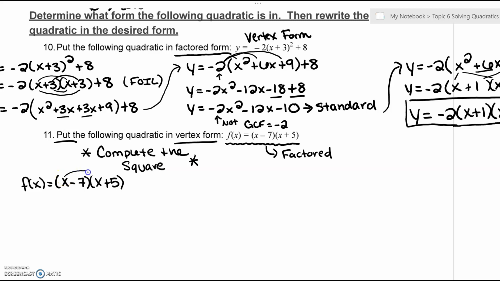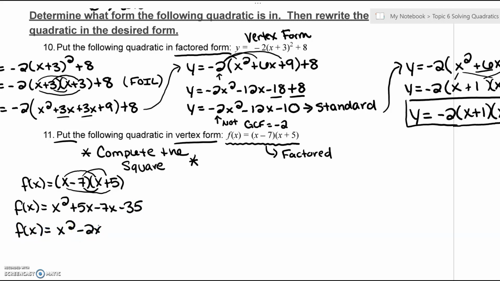So, FOILing again, x times x. Hopefully by now we all know that that is x squared. Outer, x times 5 is 5x. Inner, negative 7 times x is negative 7x. And last is negative 7 times 5, which is negative 35. When we combine like terms, we're going to get x squared minus 2x minus 35. Now I can start the process of completing the square.